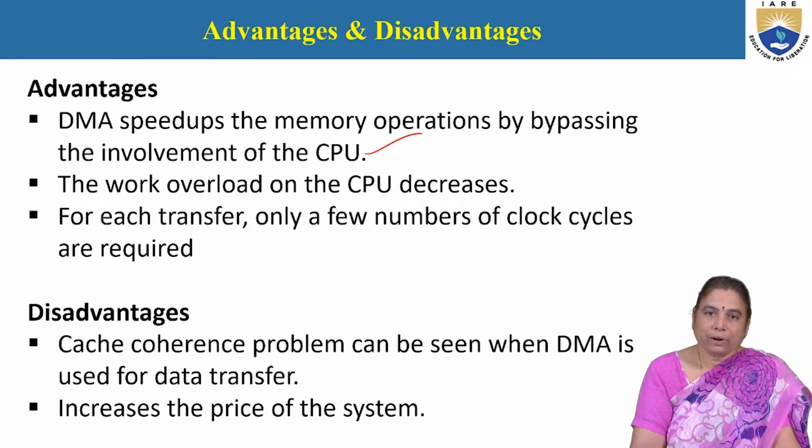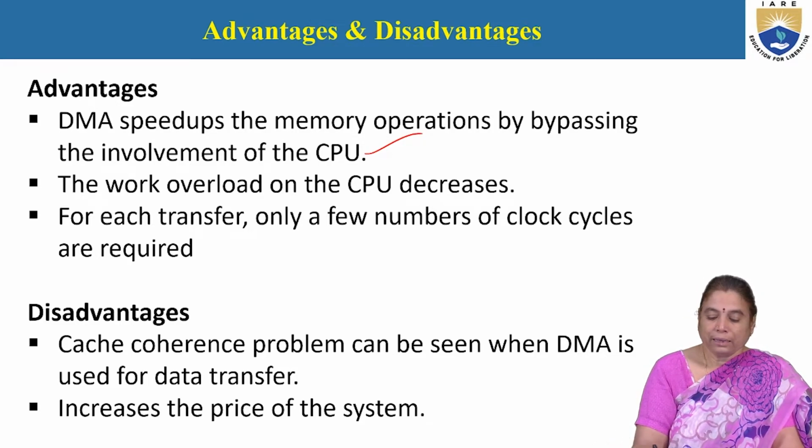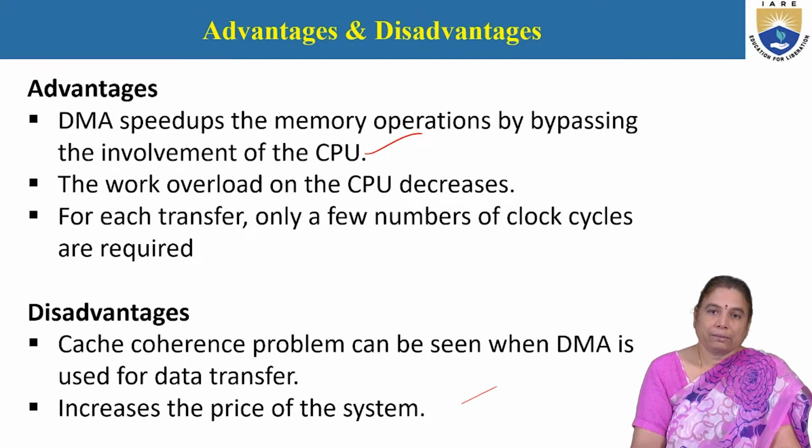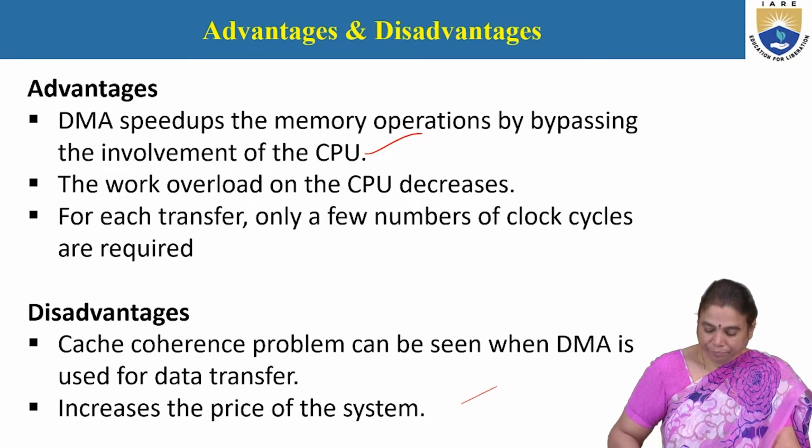What are the disadvantages of DMA transfer? Cache coherence problem. Frequently accessed locations can be accessed with the help of DMA, which can involve cache accessing and cache coherence problems, and it increases the price of the system. So these are the disadvantages of the DMA.